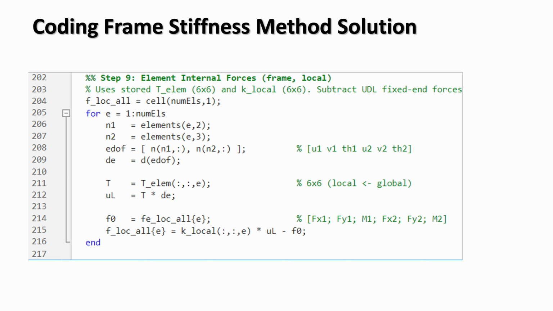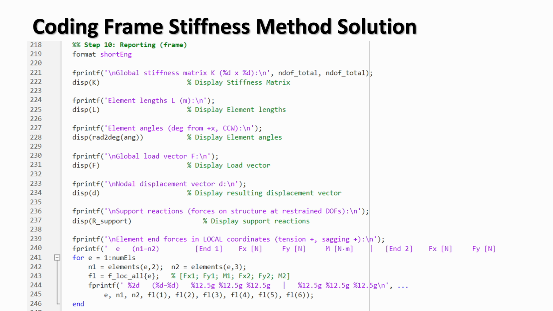The resulting local force vector contains 6 values, 3 at each end of the element, representing the axial force, the shear force, and bending moment at the start and end nodes. These are the complete internal actions for every member, fully consistent with the structure's geometry, loads, and support conditions. At this stage, the analysis is complete. Every quantity in the stiffness method process is now known.